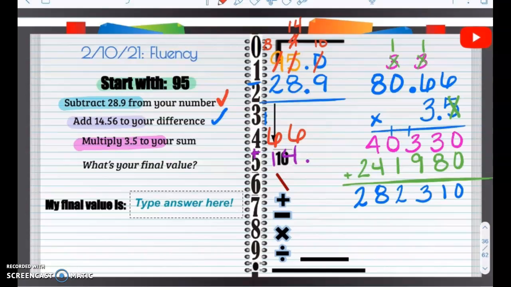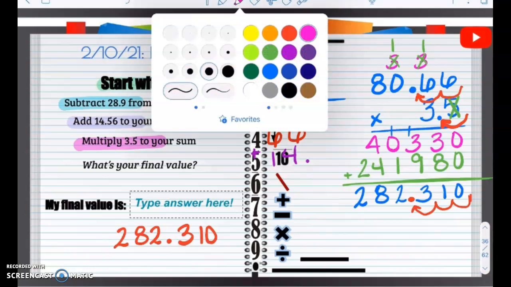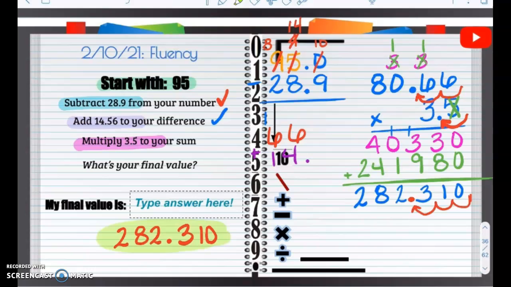So we're going to take from the outside, we're going to go in 1, in 2. Oh, we're not done yet. Oh, hold on. Let's redo that. In 1, in 2. There we go. And we still have 1 down here, so in 3 total. So we're going to start here. We're going to go in 1, in 2, in 3. So our final answer is 282 and 310 thousandths. And that is going to be it for our fluency. Great job.